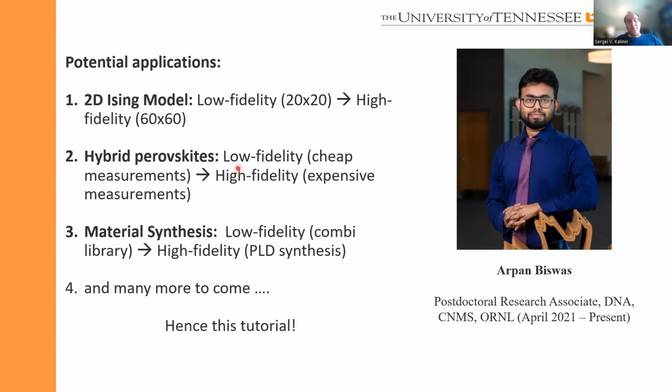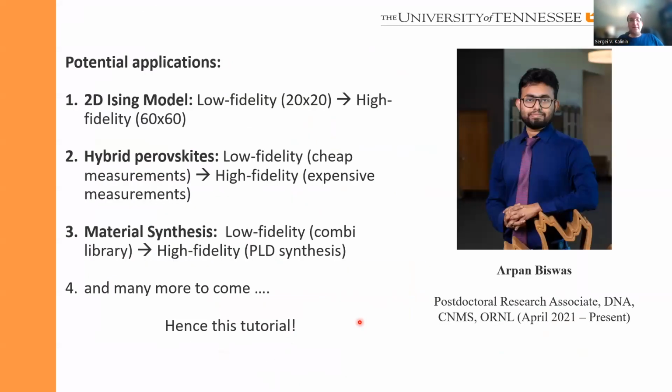Another project is the hybrid perovskites, where low fidelity is the combinatorial library, high fidelity is the making of the film. The third direction is something that we are doing with Phil Rag group on the Combi libraries and the Chirata for the oxides, where low fidelity is the combinatorial library, high fidelity is the PLD synthesis of the pure compound. But the reason why we're having this tutorial is exactly so that you are aware that these capabilities and this code base exists, and we can think about other examples and other projects where this capability can be useful.